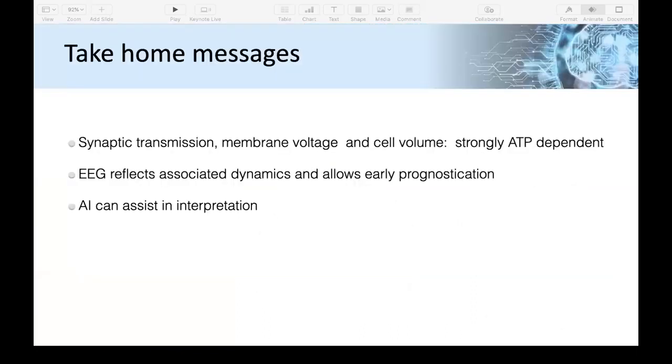So to sum up, if there's an ATP depletion, there are three important processes that fail in the brain. First, synaptic transmission. That can be isolated and can be completely reversible if the ATP depletion is sufficiently short. Second, we have changes in the membrane voltage and the generation of action potentials. And finally, there are problems with the cell volume regulation that result in cytotoxic edema.